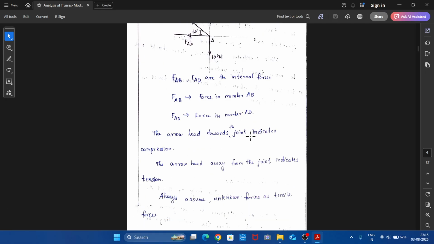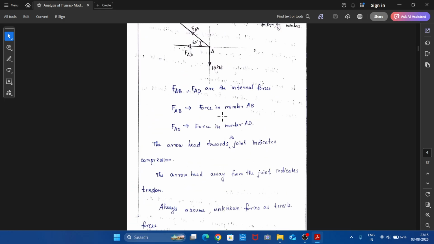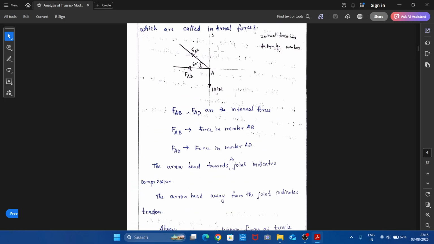Using joint A, say using the equation sigma V equal to 0, that is sum of all vertical forces equal to 0, treating upward as positive. Come to joint A. For the vertical forces, here we have 10 kN acting downward. So minus 10 should be taken when you use sigma V equal to 0. And this is purely horizontal force, so this will not have any vertical component.